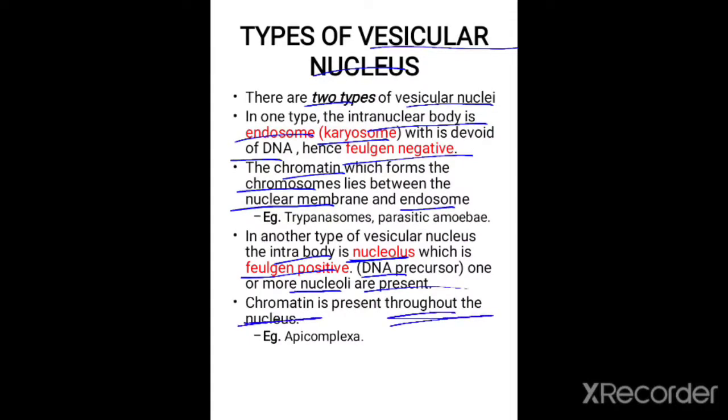But in the case of the first one, in which the intranuclear body is the endosome, the chromatin lies between the nuclear membrane and the endosome. But in the other type of vesicular nucleus, the intranuclear body is the nucleolus, in which chromatin is present throughout the nucleus. The example for the type in which the intranuclear body is the nucleolus is Apicomplexa, and for the type in which the intranuclear body is the endosome, the examples are trypanosomes and parasitic amoeba.